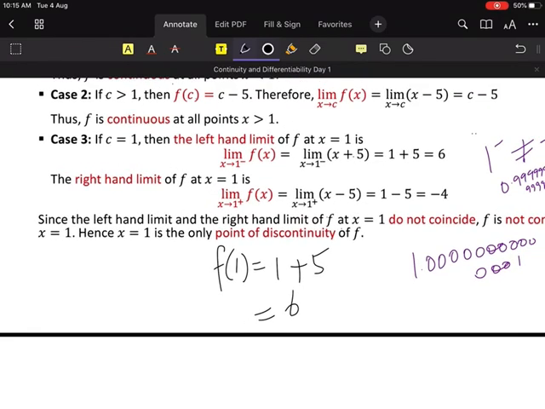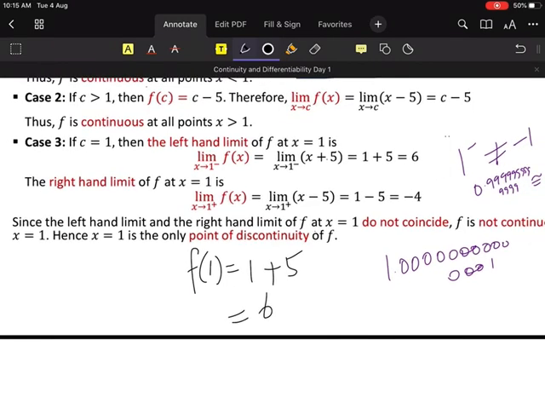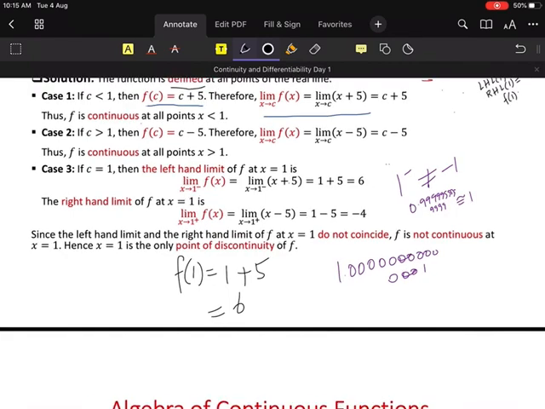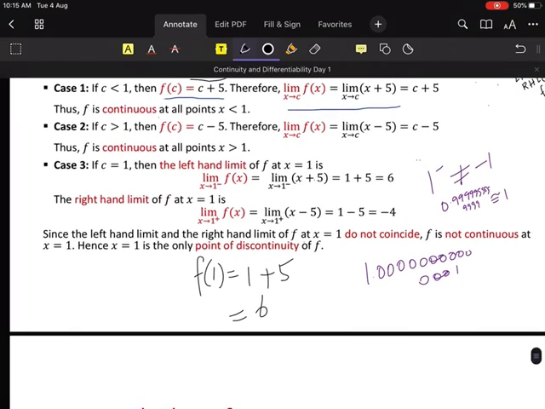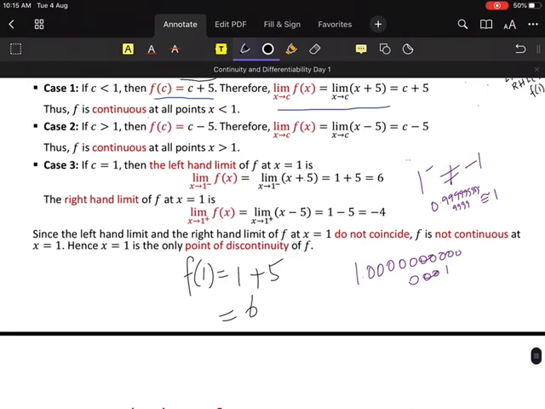Now my question is, when can the function be continuous at x equal to 1? When left hand limit is equal to right hand limit is equal to f(1). Is it true? Is the left hand limit equal to the right hand limit equal to the value of the function at the point 1? Yes or no? No. So since the left hand limit and right hand limit of f at x equal to 1 do not coincide, they are not equal. f is not continuous at x equal to 1.